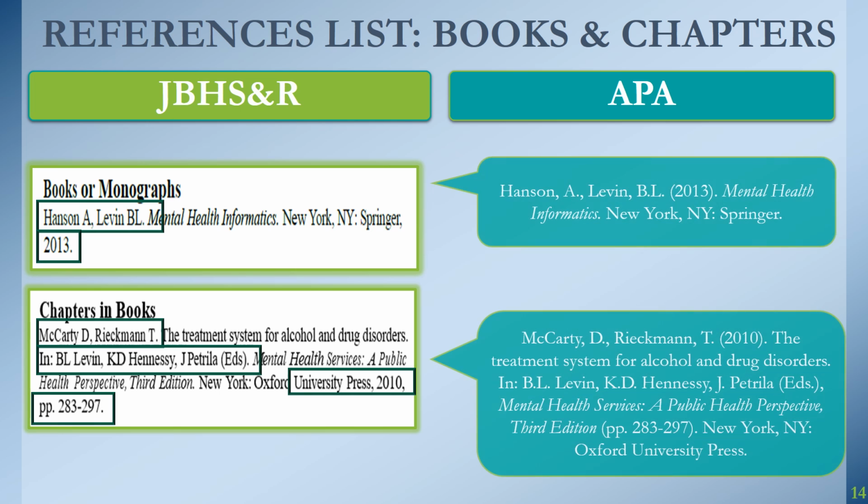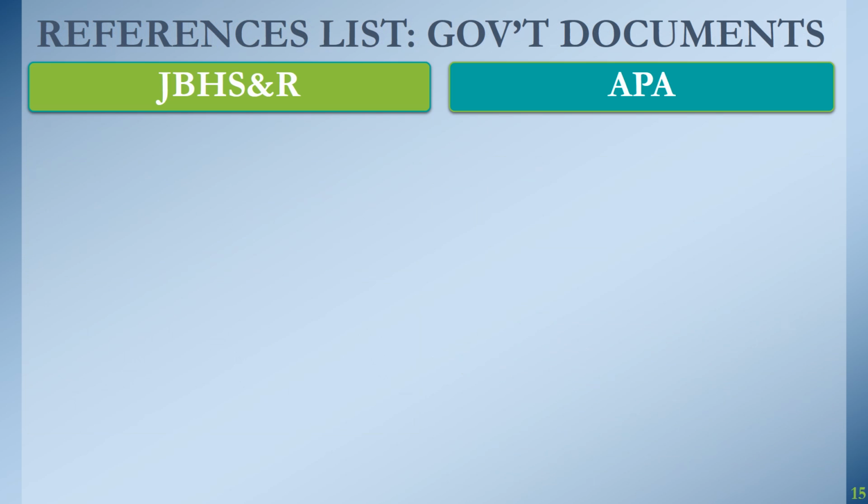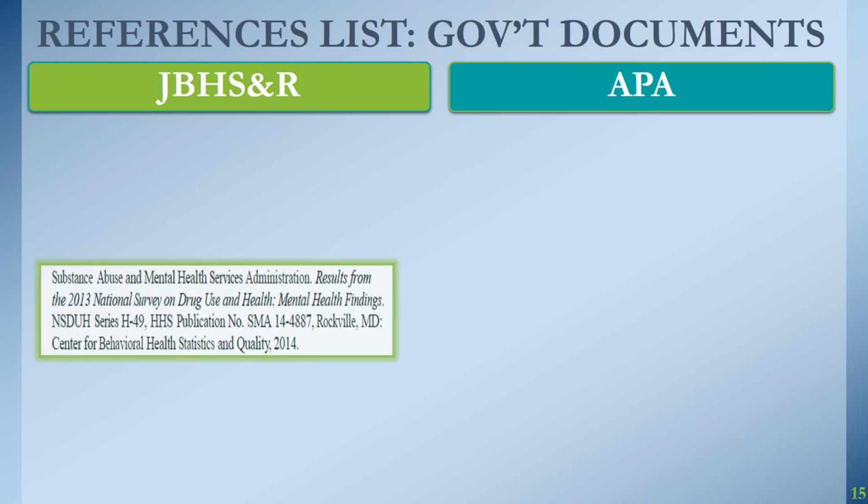Now let me bring up these same references in APA style. I've highlighted the same criteria in the APA examples as in our JBHS&R examples for you to be able to directly compare the differences between the 2 referencing styles. Now let's turn to government publications. This will be the last slide where we will look at JBHS&R and APA citation styles side by side.